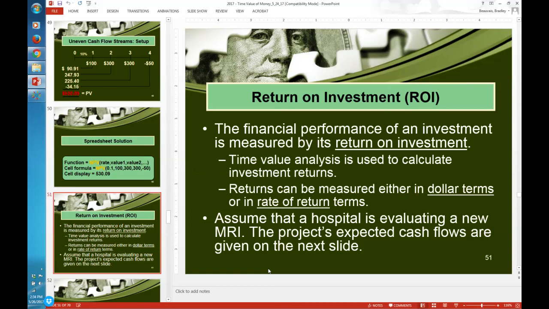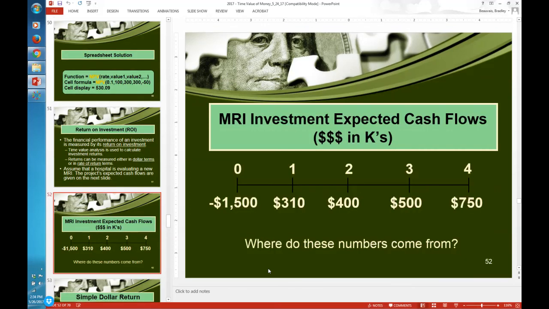So here I'm going to use an example from an MRI investment project, or magnetic resonance imaging system, fairly ubiquitous across most hospitals. And we have a series of cash flows. And here all my dollars are in thousands, or in Ks. So this initial capital outlay for this particular MRI, all things considered, is $1.5 million. And then I have positive cash flows for the duration of the analysis.